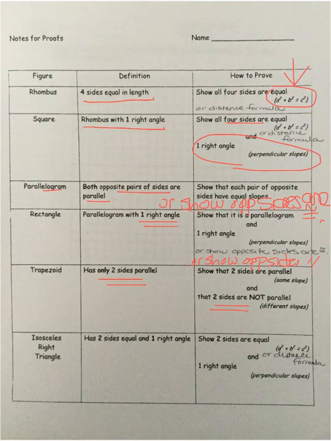order to do that. And to show that you have an isosceles right triangle, you need to show that two sides are congruent and that you have one right angle. In order to show that you have one right angle, you need to have negative reciprocal slopes. That shows perpendicularity.